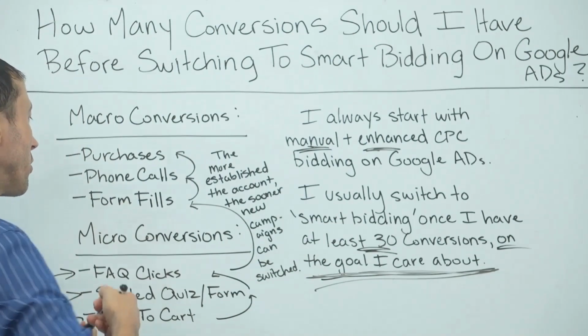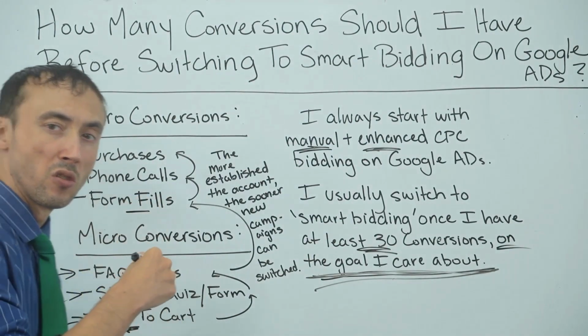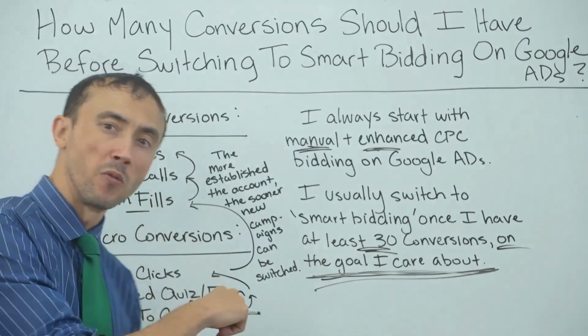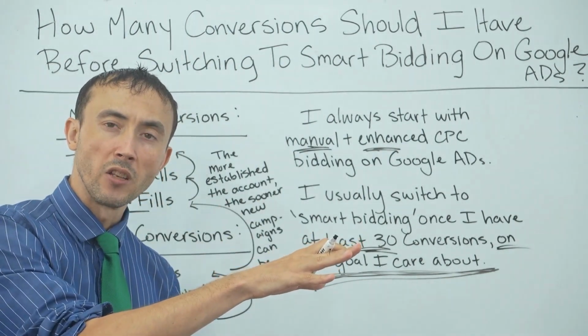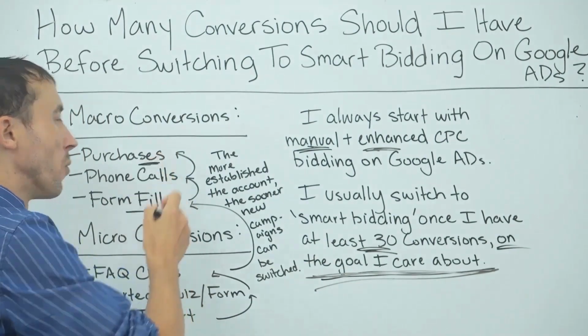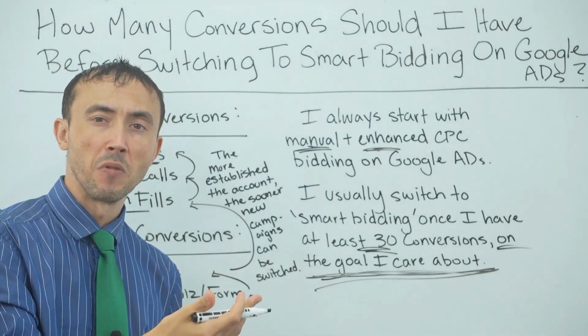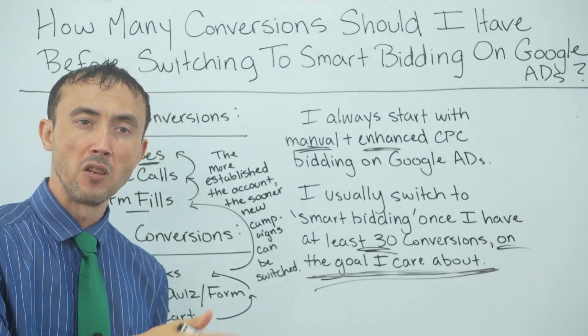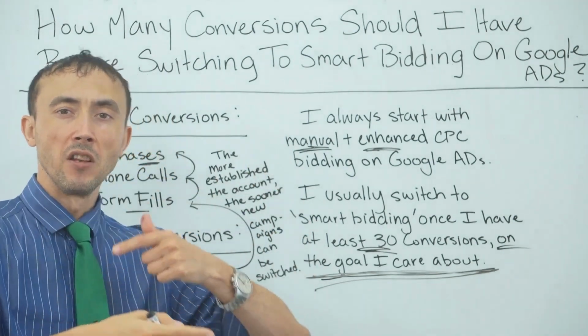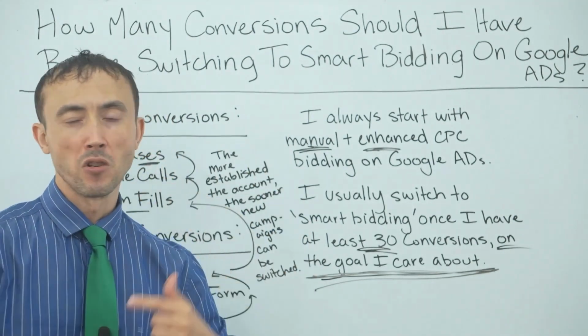That is, it could be 30 form fills, and then you eventually go from telling Google to optimize for add to carts to optimizing for form fills, because that more strongly correlates with purchases and profits from your campaign. And then eventually, once you've got 30 purchases racked up in your account, you tell Google on each campaign you want to optimize for purchases. And that'll get your campaigns ramped up quicker than just waiting around for 30 purchases on your account.